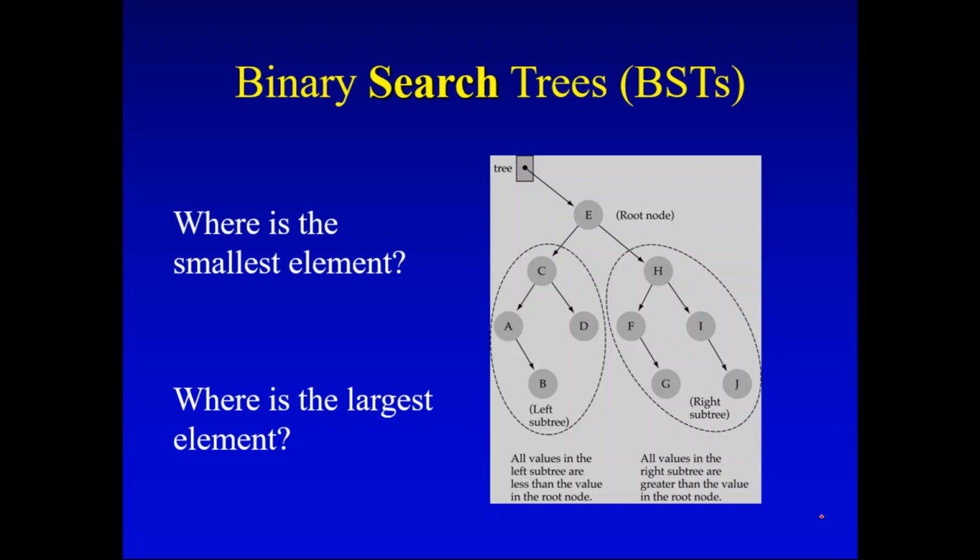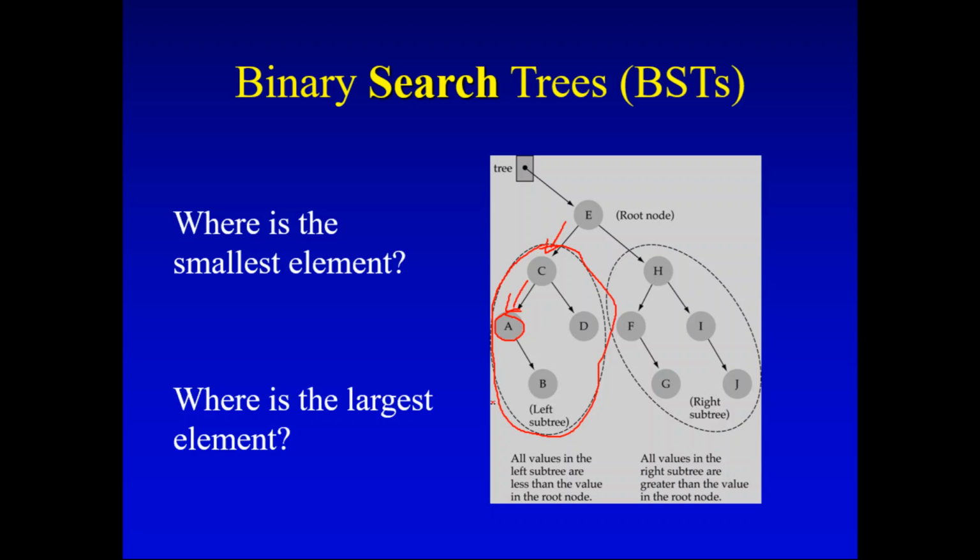Okay, fine. So where will be the smallest element in a binary search tree? Surely the smallest element will be in the left subtree. It will not be in the right subtree. And again in the left subtree, where will it be? Surely C is lesser than E, and A is lesser than C. So it will be in the leftmost. So this will be the smallest value.